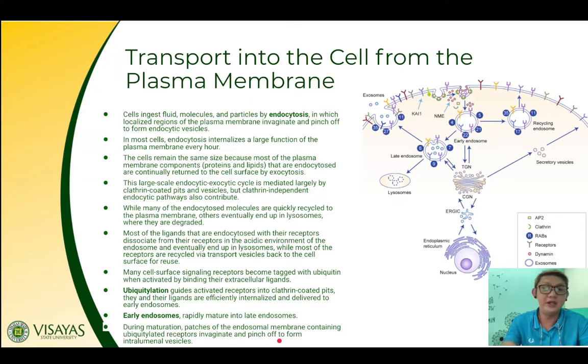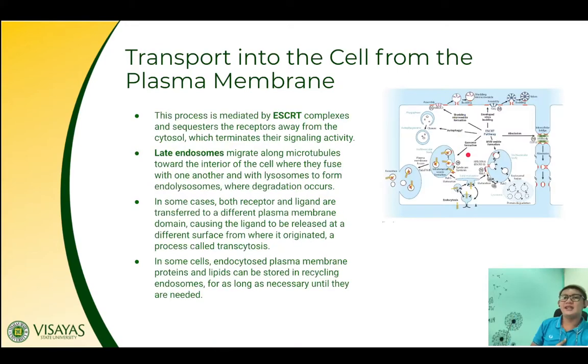So this is the overall process of how clathrin-coated vesicles are formed during the transfer of proteins as the cell endocytoses substances from outside of the cell. The process we mentioned earlier is mediated by ESCRT complexes and sequesters the receptors away from the cytosol, which terminates their signaling activity. Late endosomes migrate along microtubules toward the interior of the cell where they fuse with one another and with lysosomes to form lysosomes where degradation occurs.